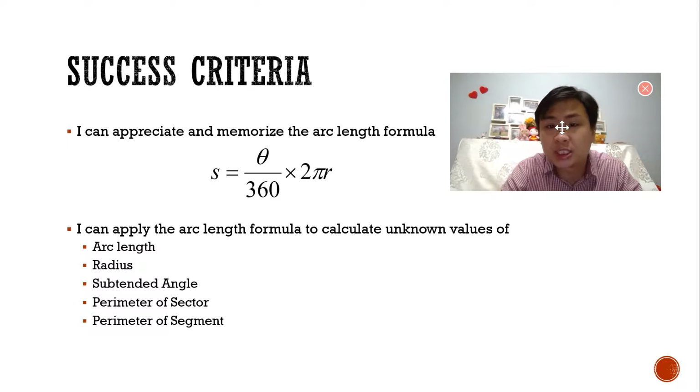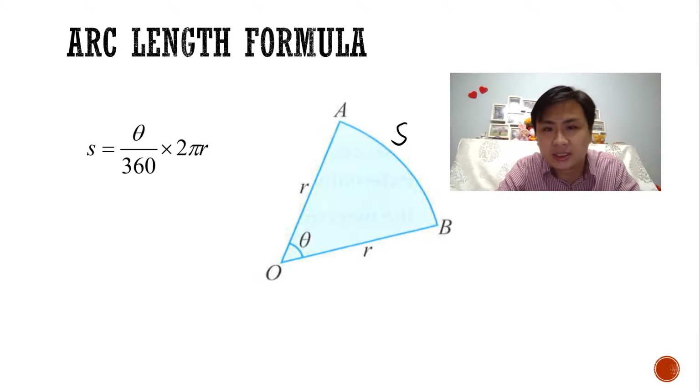And after appreciating the formula, we should also be able to apply the formula to calculate unknown arc length, radius, subtended angle, or perimeter of sector and segment. Alright, let's take a look at the formula in detail.